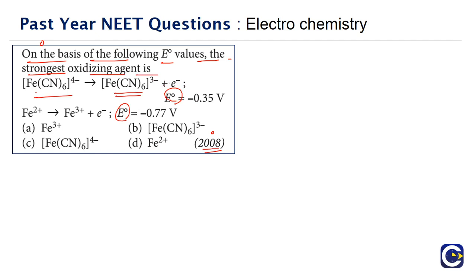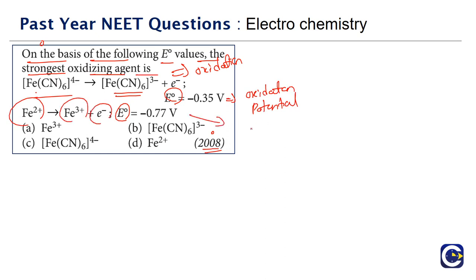minus 0.35. If you just look at this equation, this is not reduction, this is the oxidation. So the potential they are giving is actually the oxidation potential. Similarly, in the second case, Fe2 plus becoming Fe3 plus and an electron is also oxidation. So what they are giving us is not the reduction potential values, they are giving us the oxidation potential values.